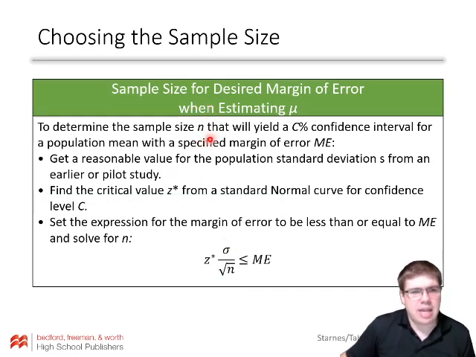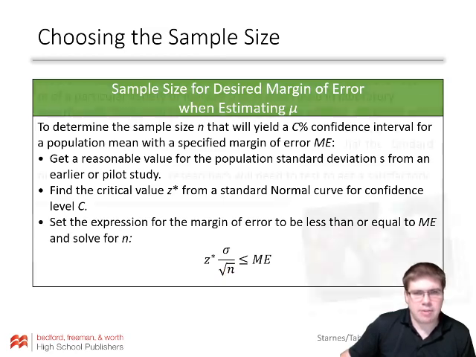Determine the sample size n that will yield a C% confidence interval for a population mean with a specified margin of error. First of all, you need to get a reasonable value for a population standard deviation S from an earlier or pilot study, so use that for the numerator. Find a critical value z-star from the standard normal curve, and then set the expression for the margin of error to be less than or equal to that margin of error, and solve for n, solve for that denominator.